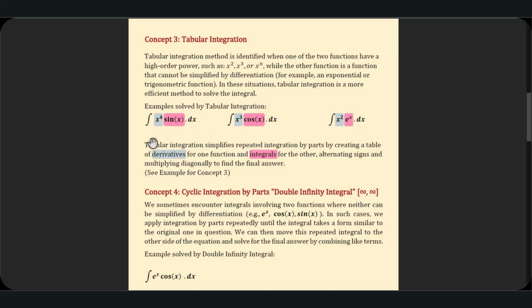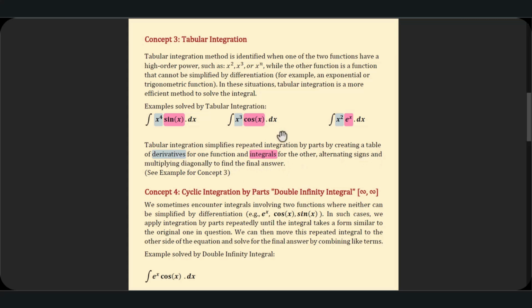How it is done? It's done following this. Tabular integration simplifies repeated integration by parts by creating a table of derivatives. I'm highlighting the same color here. It means those are the derivatives, or those are part 1 that should be differentiated for one function and integrals for the other, alternating signs and multiplying diagonally to find the final answer.